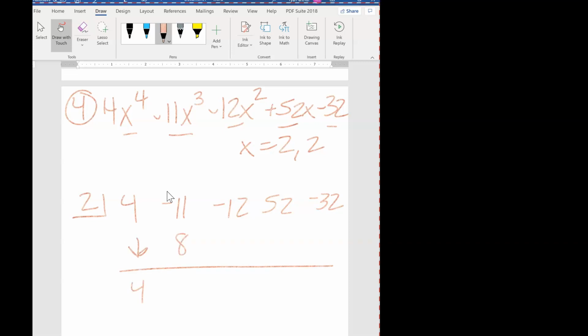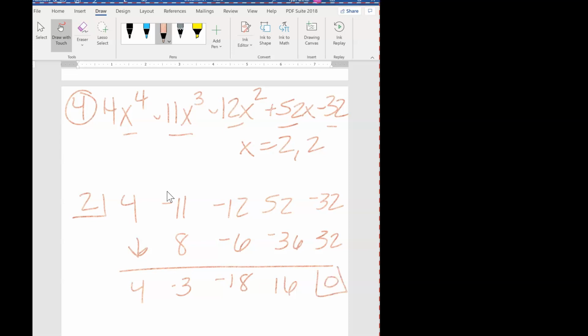2 times 4 is 8. Negative 11 plus 8 is negative 3. Negative 3 times 2 is negative 6. Negative 6 plus negative 12 is negative 18. Times that by 2, you get negative 36. Negative 36 plus 52 is 16. 16 times 2 is positive 32. And those two cancel out, and I'm left with 0, which is what we wanted.